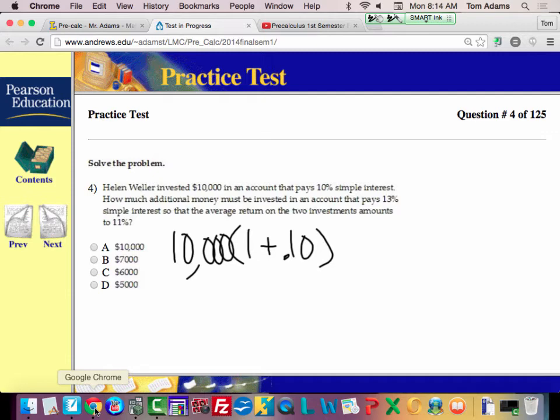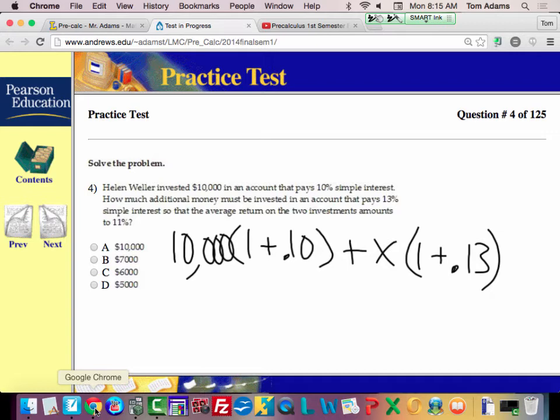So everything I have written on the board represents the initial investment of $10,000 plus the interest of 10%. Then it says, how much additional money does she need to invest? Do we know? No, we don't know. So we're going to say X times, and it pays 13%. So this should be 1 plus 0.13. Now, here's the cool thing. What's 1 plus 0.13? 1.13. So we can combine these, and we will in just a second.